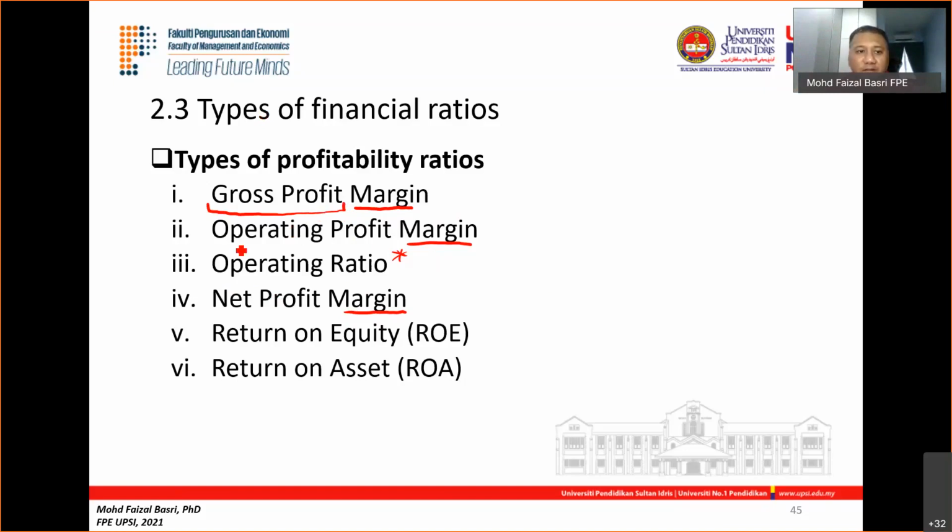And then we have operating profit, which is the second level of profit after we deduct the operating costs. And we have net profit margin, which is after we deduct the interest and taxes. Then we get the net profits. Right. So this is another ratio where the name of the ratio indicates the formula.